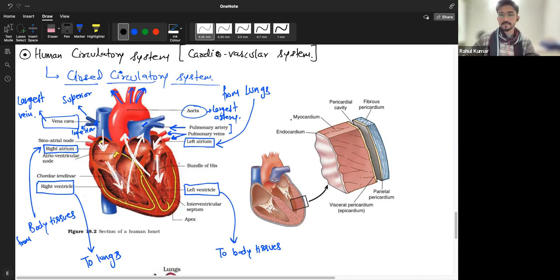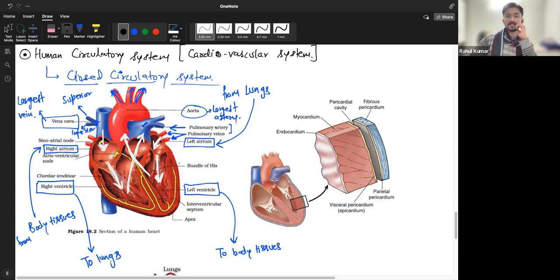Sir, earlier you said that it's not always the case that veins carry deoxygenated blood and arteries carry oxygenated blood. Do you say so because of the pulmonary veins that carry oxygenated blood? Yes. So that is the exception. Pulmonary veins are the only veins, that's what I dictated, right? They are the only veins that carry oxygenated blood, and pulmonary artery is the only artery that carries deoxygenated blood.